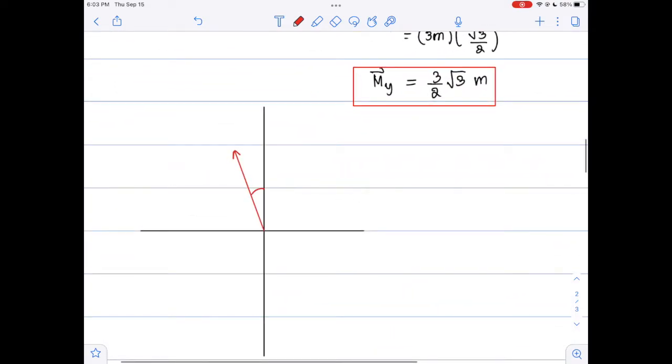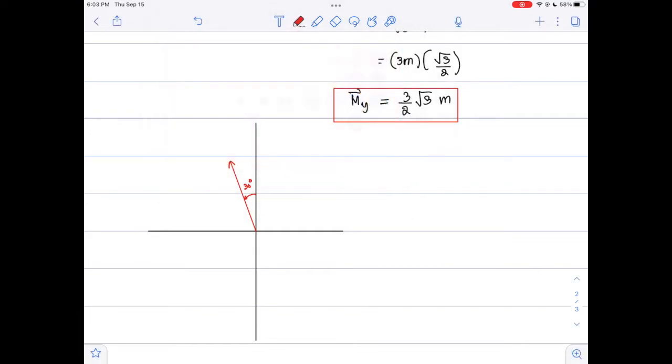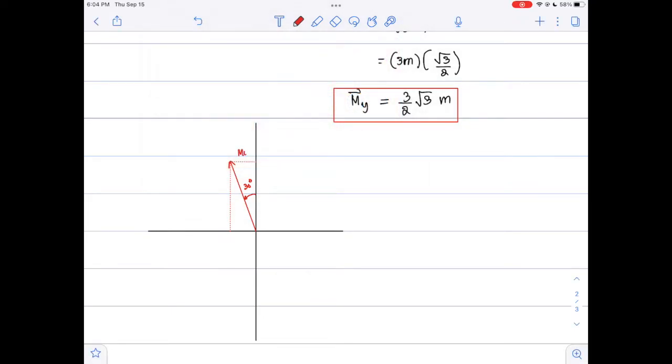This is its direction. Now break the components. That's the m sub x. And this one here is your m sub y, because our vector is basically vector m. I'm just going to write m sub x here, m sub y, and this is your vector m.